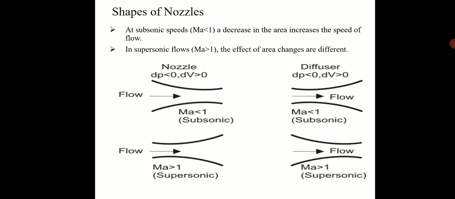In subsonic flow, the Mach number is less than 1, and a decrease in area increases the speed of the flow. In supersonic flow, the Mach number is greater than 1. The effect of area changes differs. This diagram shows the Mach numbers, where less than 1 is subsonic and greater than 1 is supersonic flow.